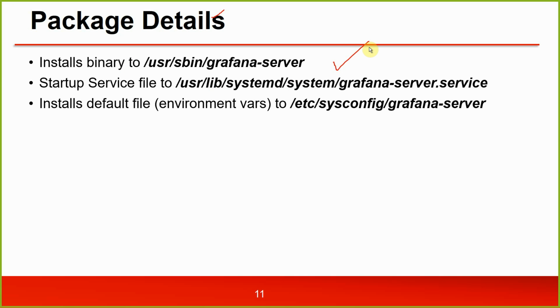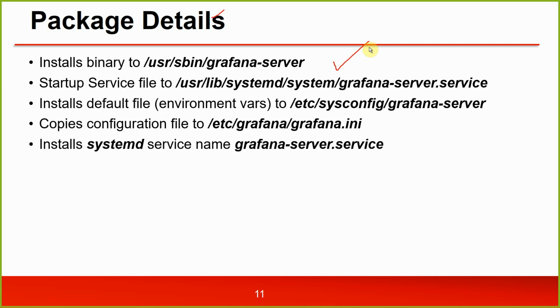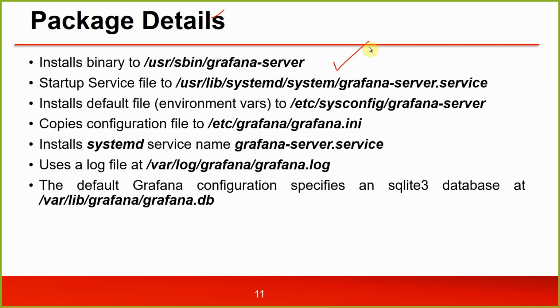And then the default file, that is environment variables, goes into /etc/sysconfig/grafana-server. It copies the configuration file to /etc/grafana/grafana.ini. That's an interesting file though. I would like to demonstrate it quickly after this session is over. Please remind me, I'm going to show you this file. Very interesting file, grafana.ini. It installs a systemd service named grafana-server.service, using a log file at /var/log/grafana/grafana.log to check the logs. And the default Grafana configuration specifies a SQLite 3 database located at /var/lib/grafana/grafana.db.